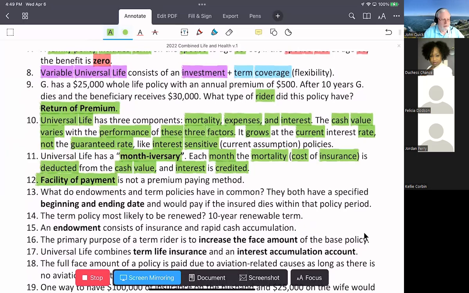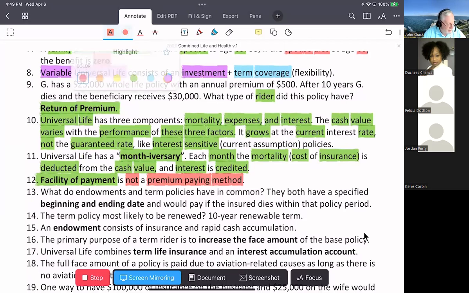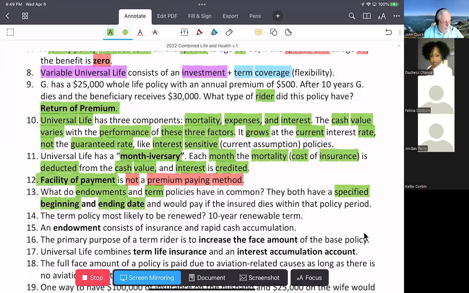Facility of payment comes from the Latin words facile, meaning easy. We want to make it easy to get money out of the policy. So facility of payment is certainly not a premium paying method. Now, what do endowments and term policies have in common? They both have a specified beginning and ending date, and would pay if the insured dies within that policy period.